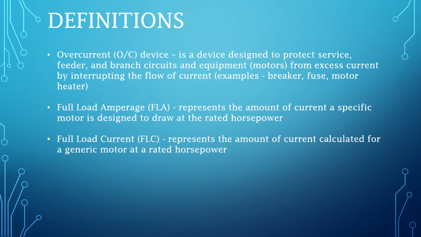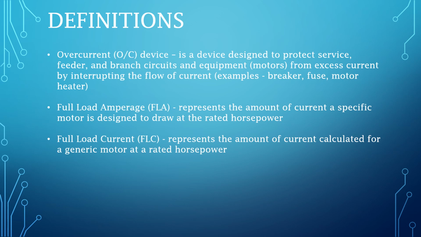It is what a specific motor has been tested at and what it is designed to run at by its specifications. Full load current represents the amount of current that has been calculated for a generic motor at a rated horsepower. So if we know that we have a certain horsepower motor that's going to be put into a location, when we're deciding what size circuit, what size wires we're going to pull to that motor, we don't know if that particular motor may get replaced at some point in the future. So we want to bring wires that are big enough for any motor that's at that particular horsepower that's put at that location.